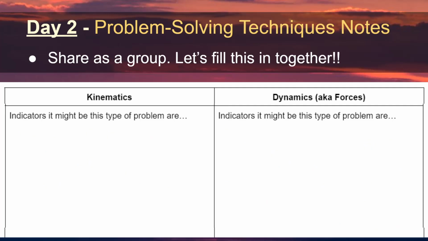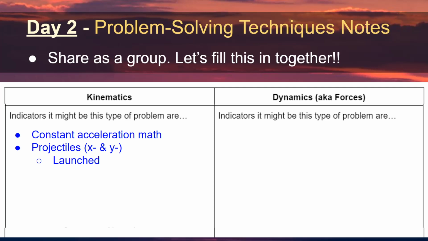All right, kinematics indicators that it might be this type of problem. So how do I know it's a kinematics problem? Well, if I'm looking at it and I see constant acceleration math, it's a good chance I can use kinematics to solve it. Doesn't mean it's the way you have to go, but you can if you have constant acceleration. Of course, you cannot use kinematics if you do not have constant acceleration. Okay, projectiles. If you see a question involving a projectile, you're probably going to need to use kinematics in order to answer that question. Whether those projectiles are launched or dropped just straight down, again, same thing.